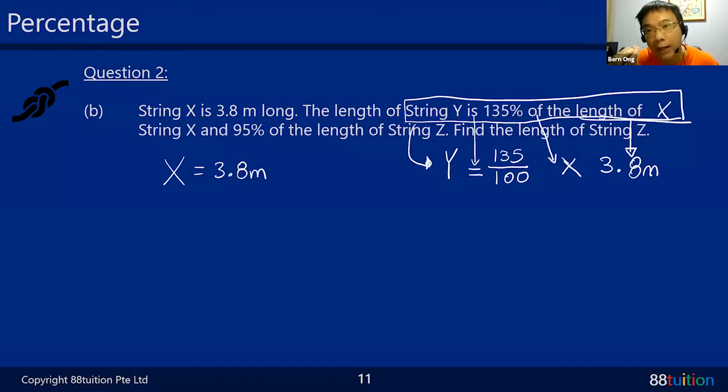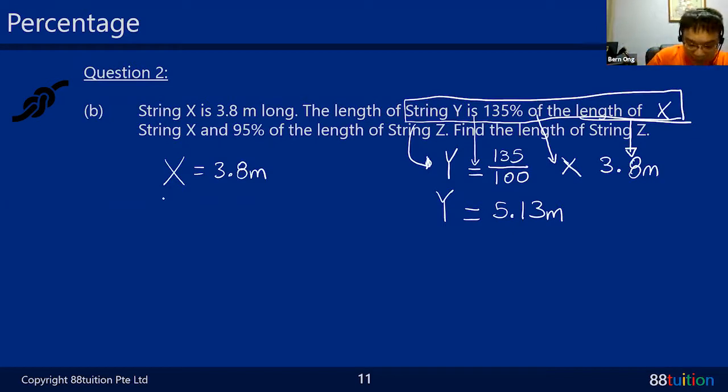The beauty of English translate to mathematics: Y is 135% of the length of X. Every English word, I try to translate it into a math statement. Down here, what do you do? Press the calculator. 135 over 100 times 3.8 meters is 513 over 100. You can write it as 5.13 meters. So 5.13 meters is for Y. Now I not only have X, I have Y also. Y is equal to 5.13 meters.